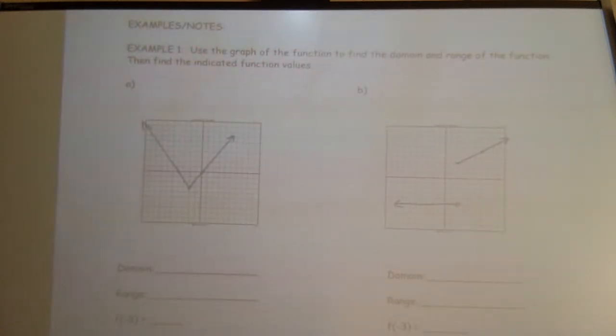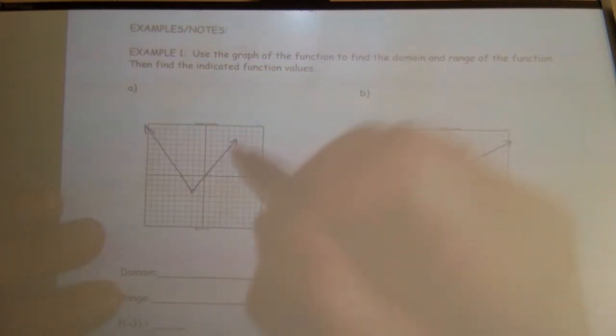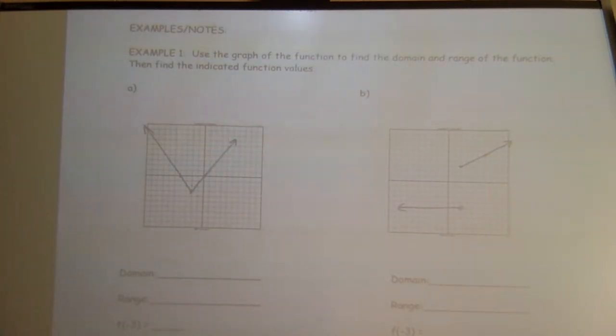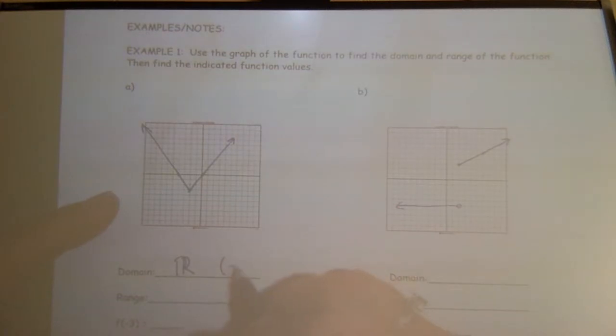Well, you scan, your x's are here, so do a quick scan and see which x's are represented here. Which x's do you see? If these go on forever and ever, your domain is going to be what? All reals. You could write it like that. You could also write it in interval notation like that. Either way.